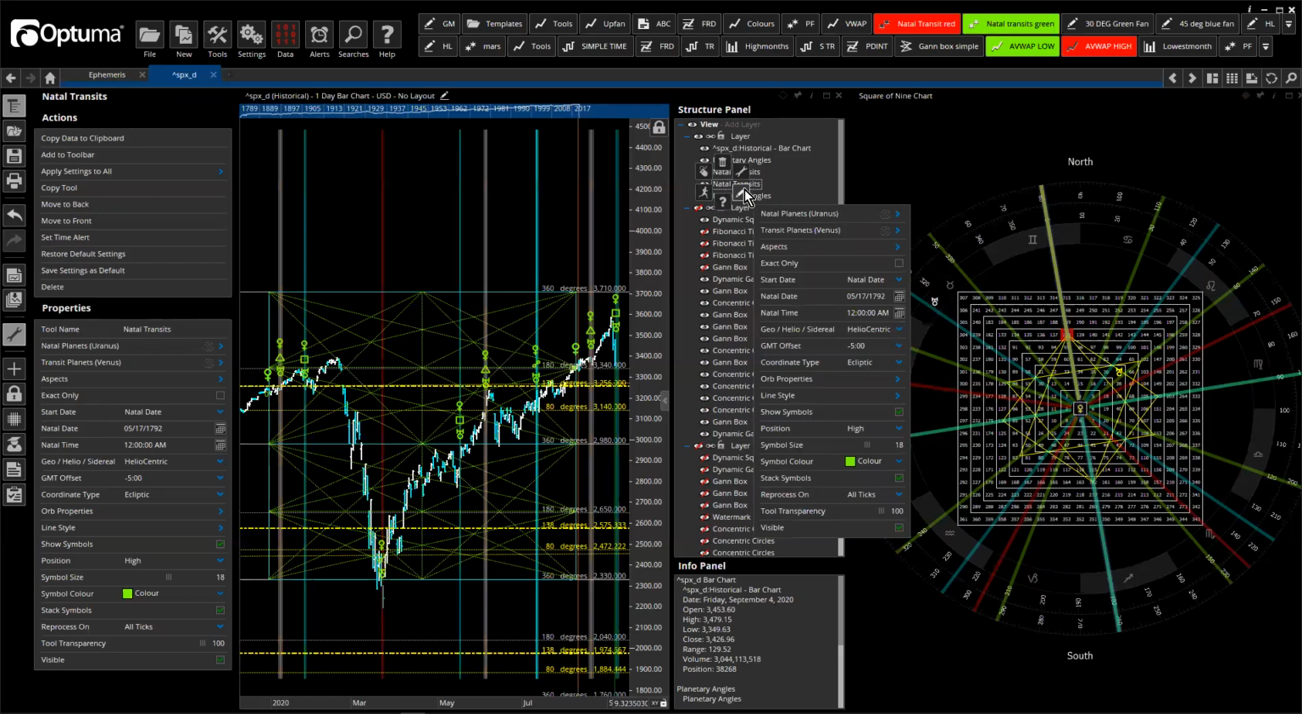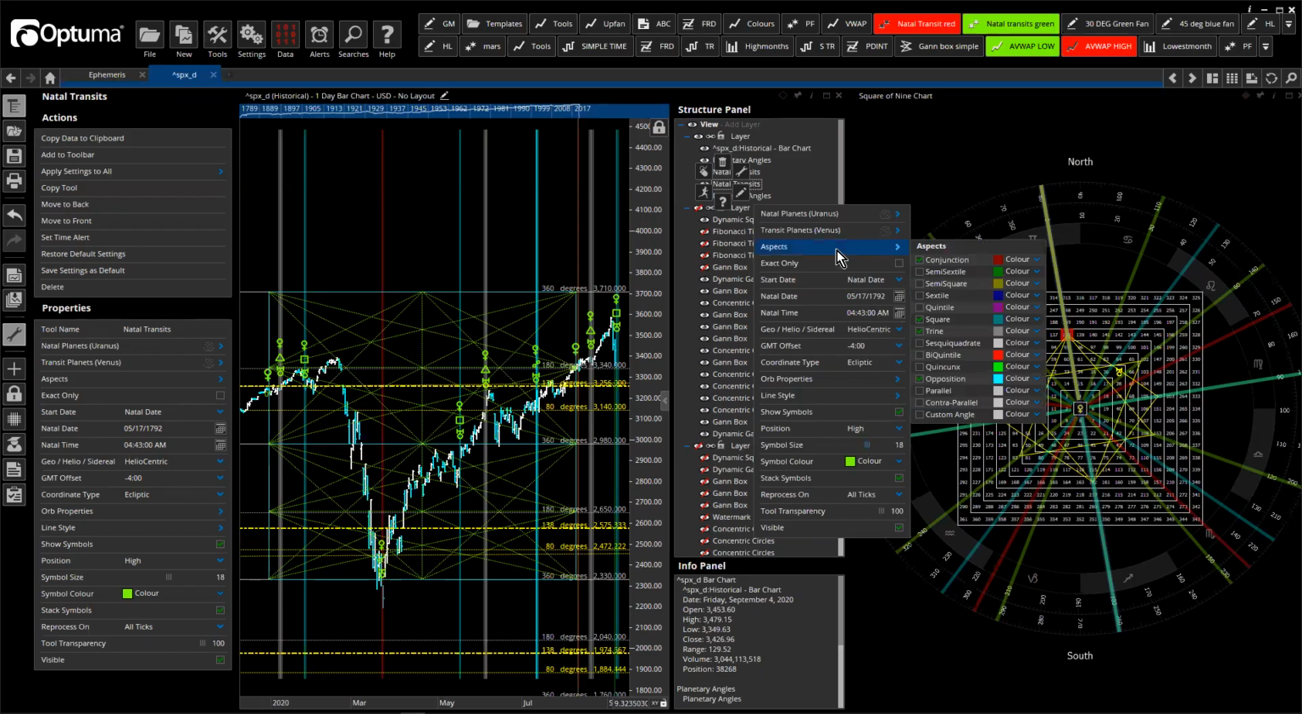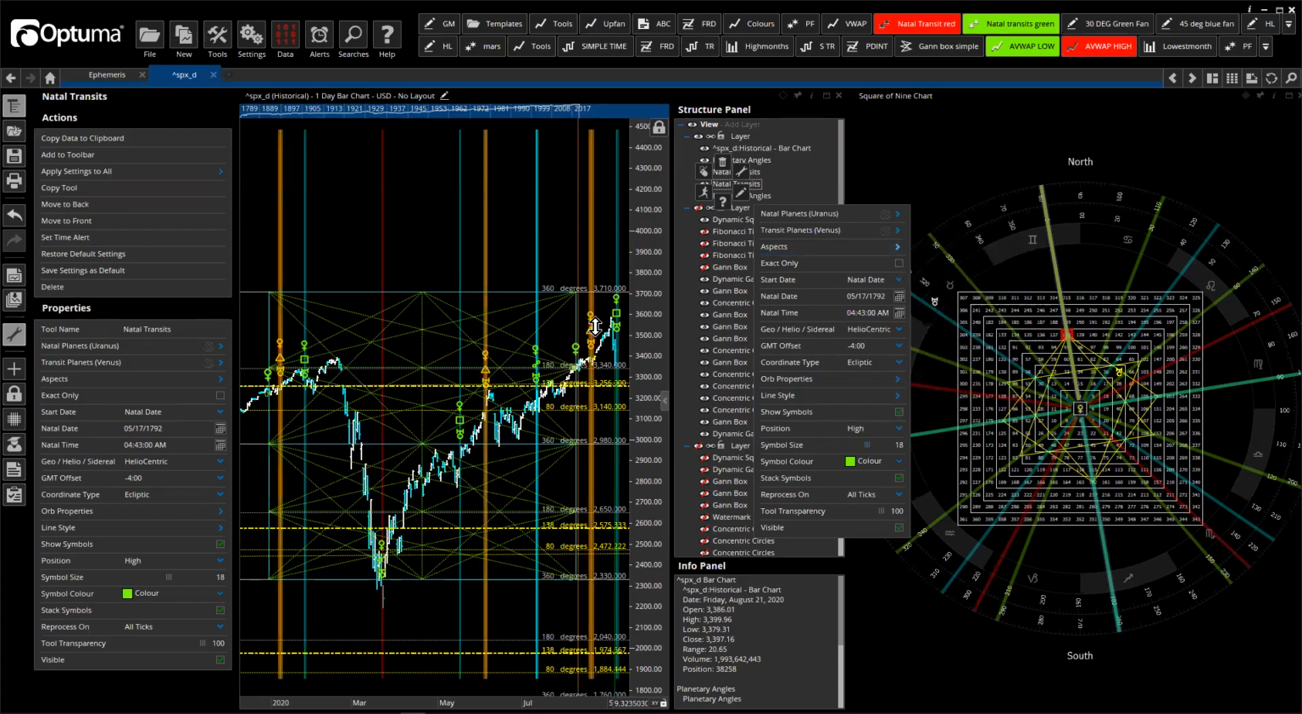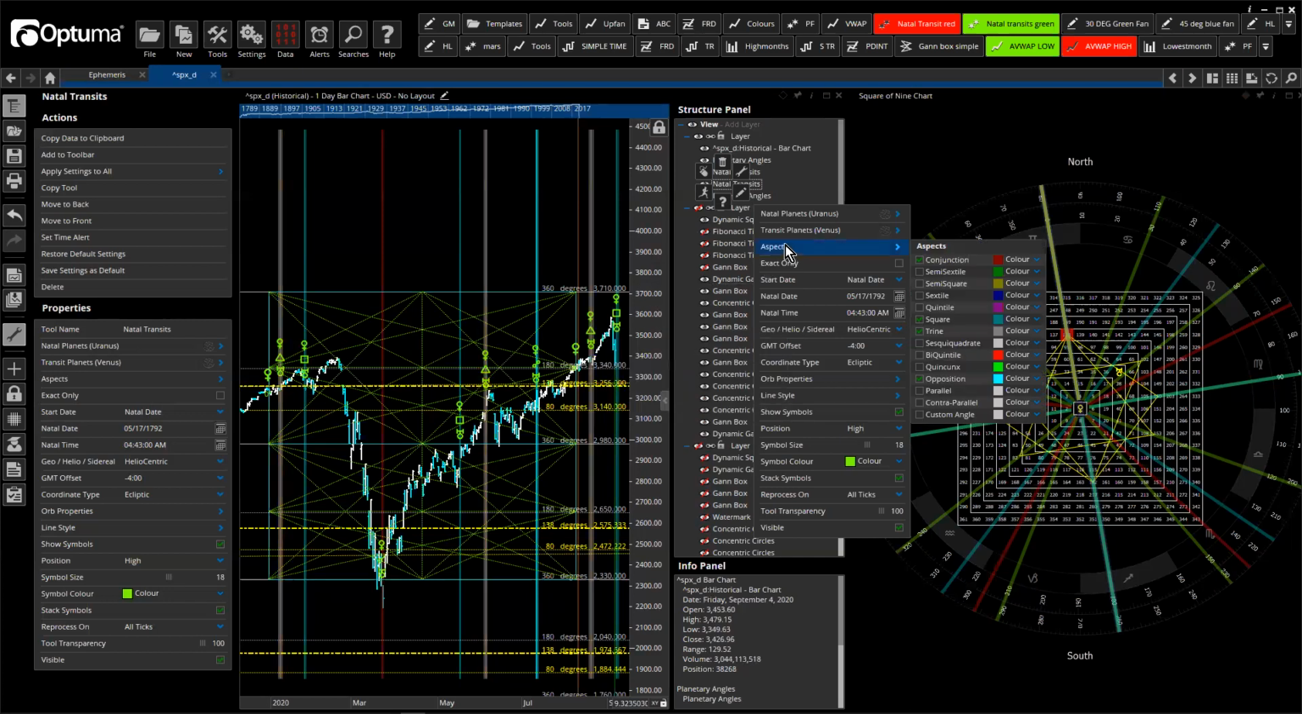So if you just take a look at the settings here, 4:43 a.m., and we are in GMT time, -4. And aspects, well, I'm not showing all of them right now just to simplify it, because it would get very busy really fast. So I'm just showing here the conjunction, the square, the trine, the opposition.